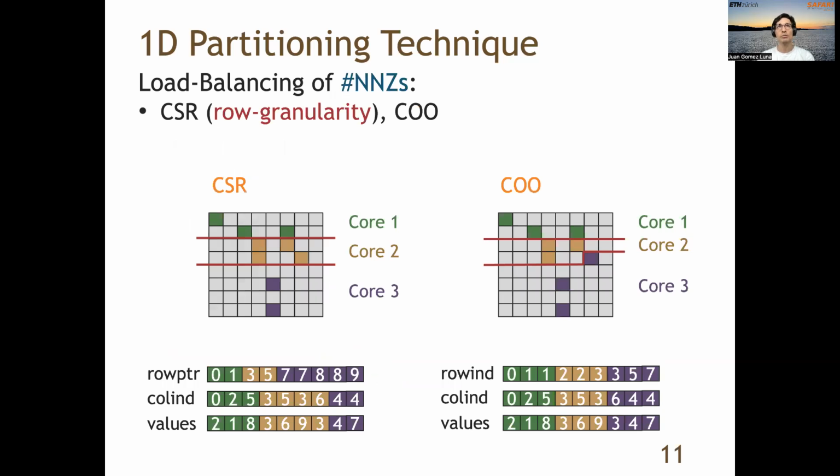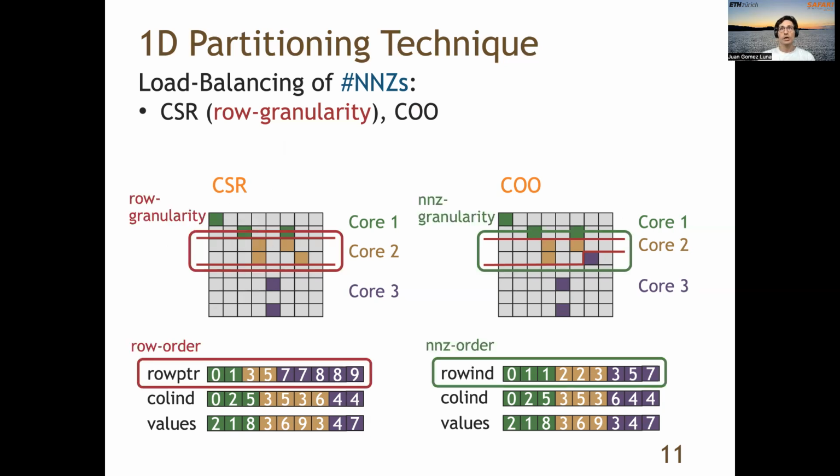Here we can see an example of 1D partitioning with load balancing of non-zero elements. As I said, for CSR, we are doing it at the row granularity. Even though here we are trying to balance the number of non-zero elements the best we can for the different cores, we still need to do it at a row granularity. However, in the case of COO, we can partition at the granularity of a single non-zero element. So that's the key difference here.